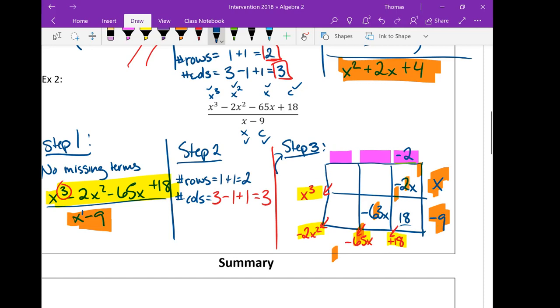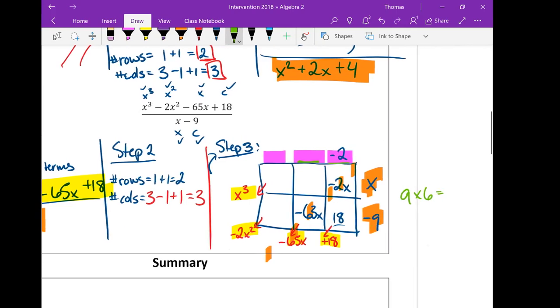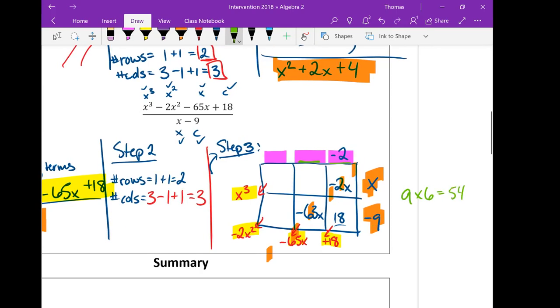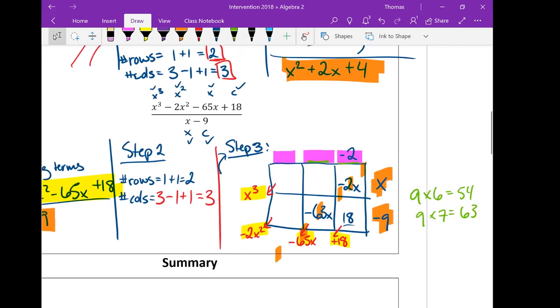Great. So now we can fill in this top piece. What times negative 9 would give us negative 63? Well, 9 times, let's check, 9 times 6 is 54. 9 times 7, I believe, is 63. You can always check in a calculator. 9 times 7 is 63.